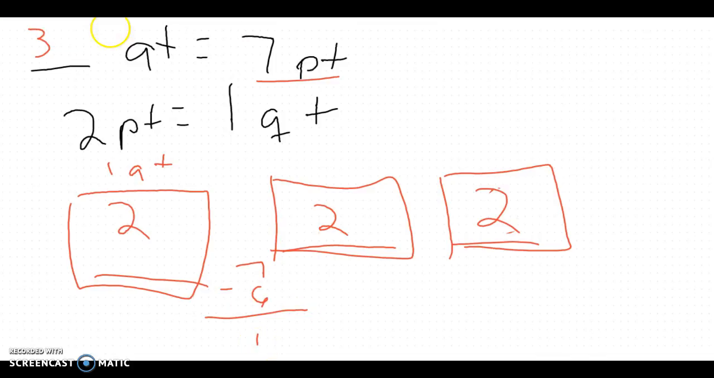Remember, our leftover always becomes our numerator, and the number that we have in 1 whole is our denominator. So 2 pints are in 1 whole quart. So that's our denominator, 1/2. So with 7 pints, we can make 3.5 quarts.